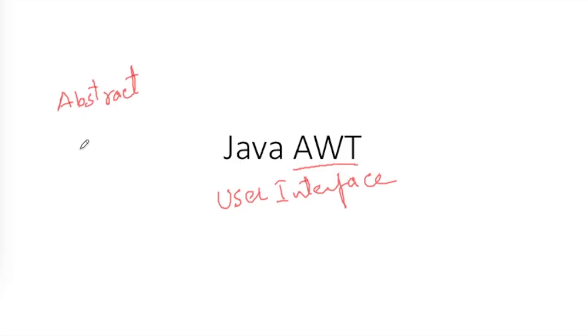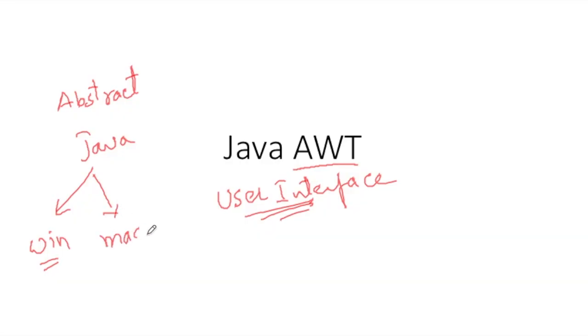Abstract in the sense, if you develop a Java program and run on Windows, the flavor of interface will be of Windows only. And the same program when you run on Mac, you will get the flavor of Mac operating system. The user interface will be just like Mac operating system user interface. So if it is on Windows, then the application will look like a Windows application. If it is running on Mac, it will look like a Mac operating system application. If you are running on Linux, then it will look like a Linux application.